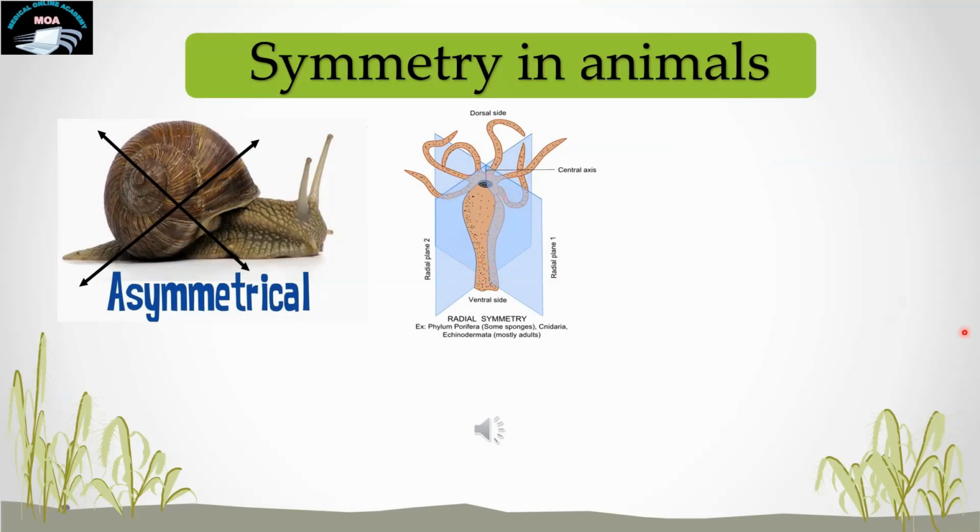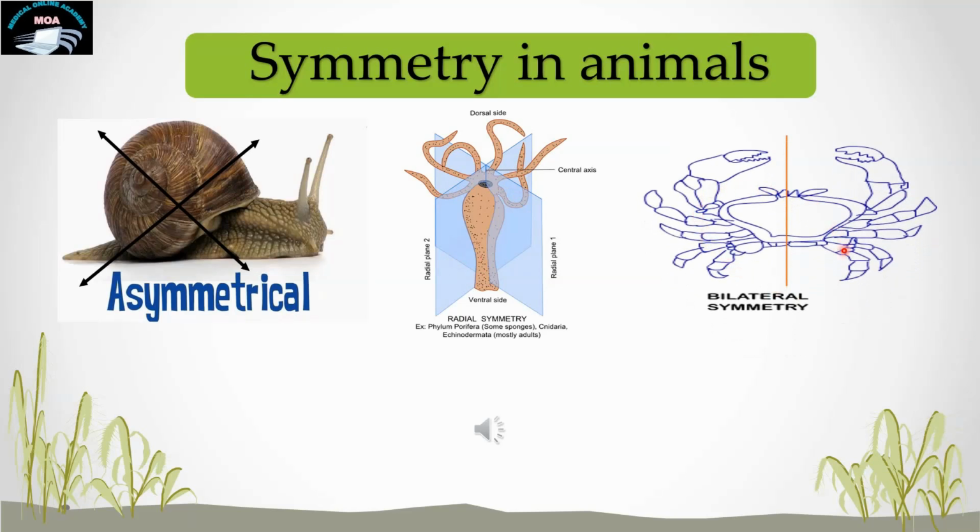Example: Hydra. 3. Bilaterally symmetrical animals. These are animals which can be divided into 2 identical left and right halves in only one plane. Example: annelids, arthropods, etc.